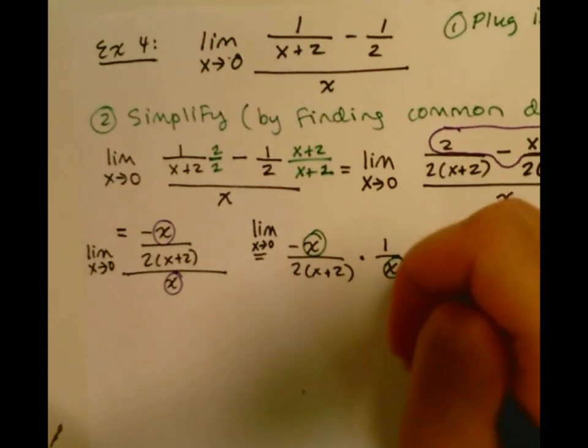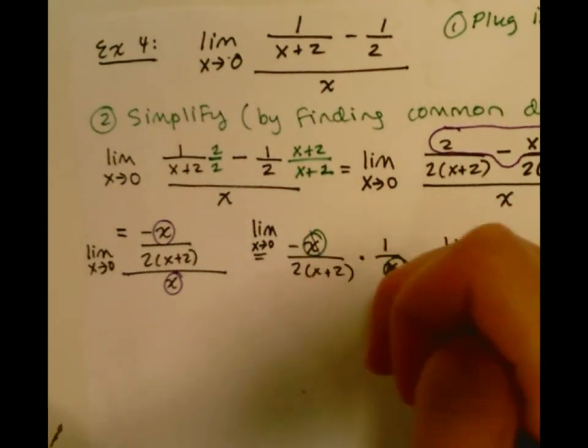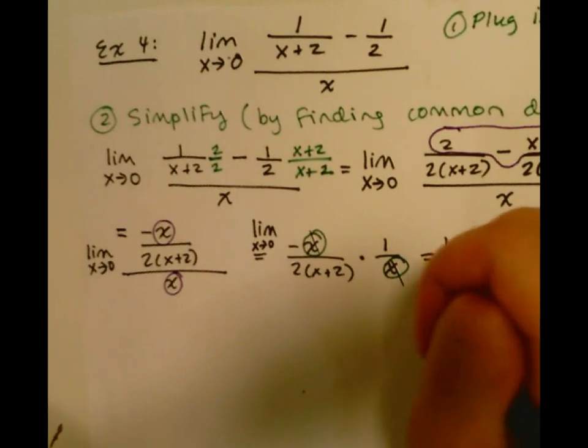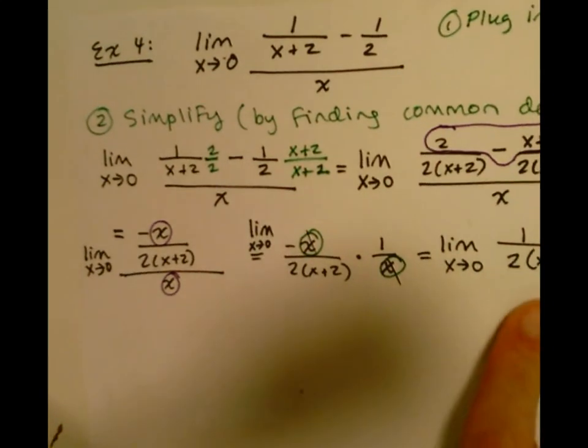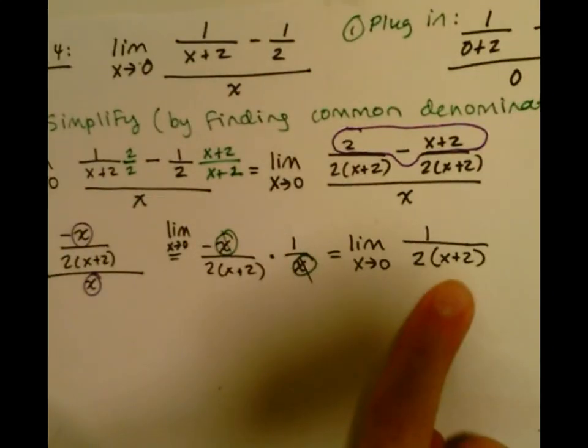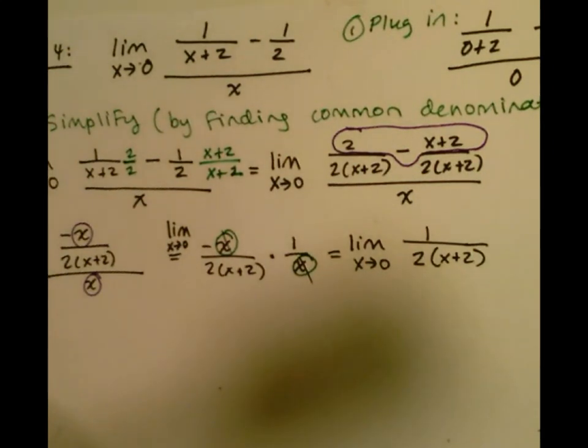And that's really great because now I have the limit as x goes to 0 of 1 over 2 times x plus 2. And that looks like something that when I plug in 0, I'm not going to get an indeterminate form. So my last step now is going to be to plug in again.